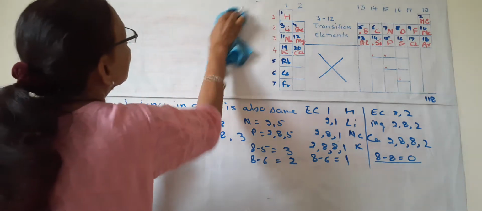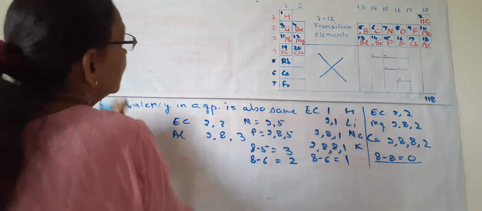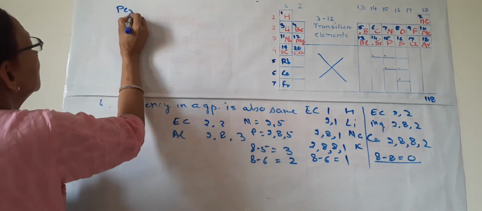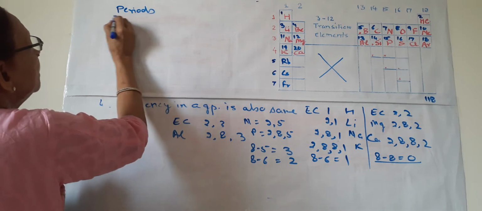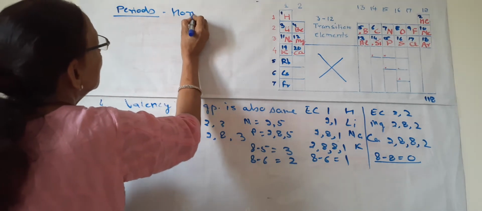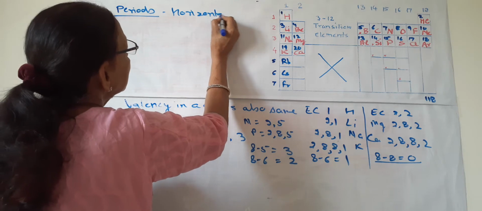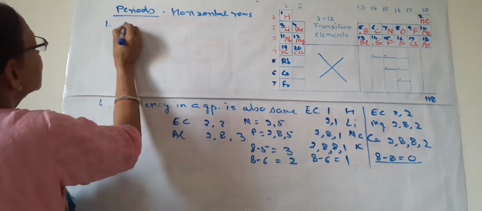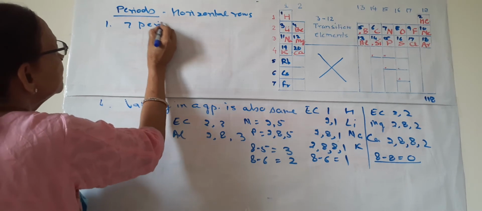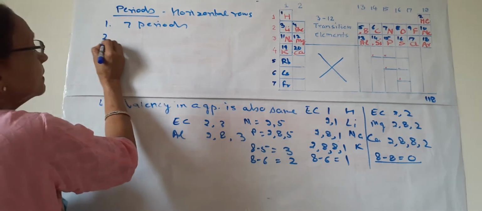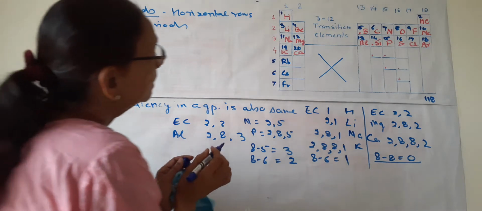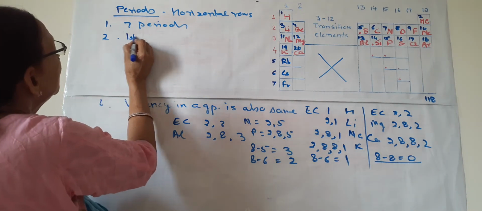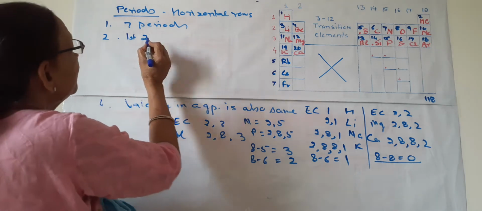As for periods, you know there are 7 periods, and these are the horizontal rows. Horizontal rows are known as periods. So the number of periods is 7. The second important characteristic, as you can see, is that in the first period 2 elements are there.